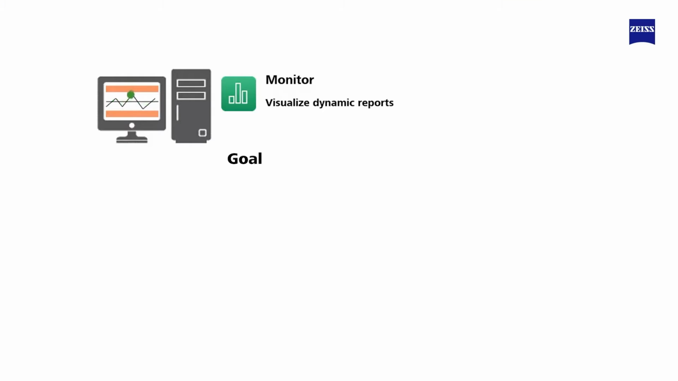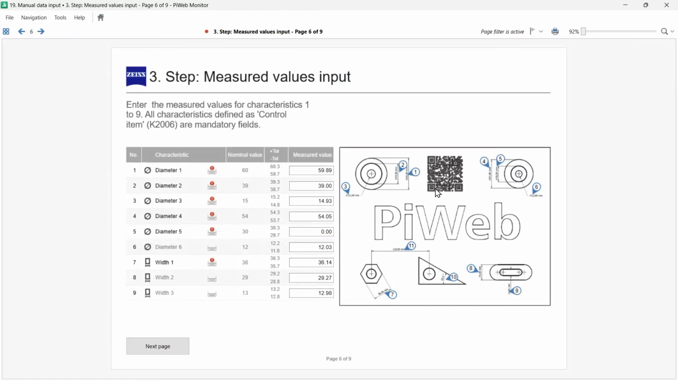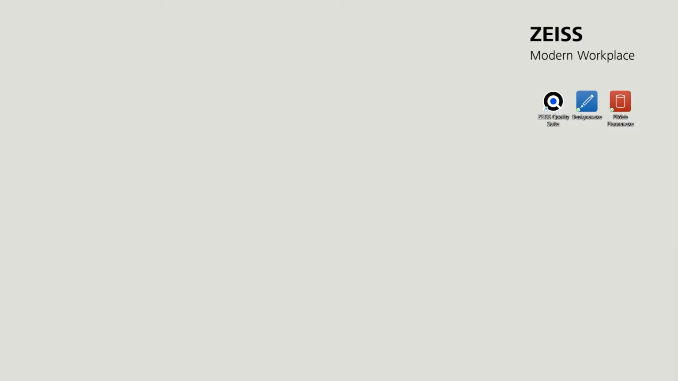In this video, I will show you how to create a simple manual entry report from scratch. You will use PiWeb Monitor to enter and transfer measurement results to the database. To be able to do that, we need to create parts and characteristics in PiWeb Planner first. Then, you will use PiWeb Designer to define the workspace to manually enter the details necessary, such as text input fields and hyperlinks, to complete the task.